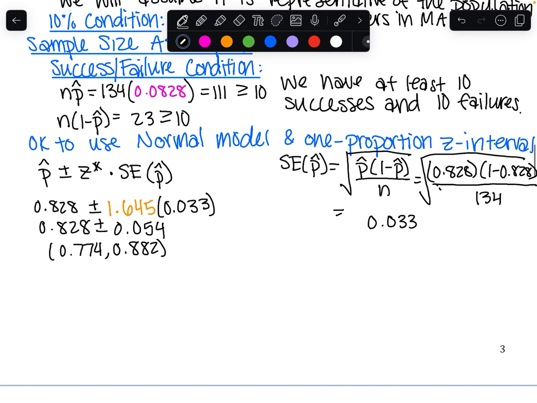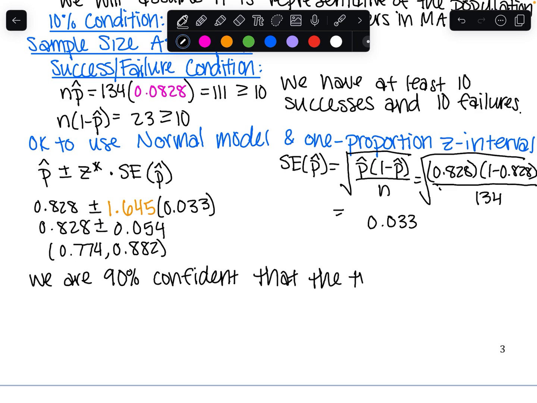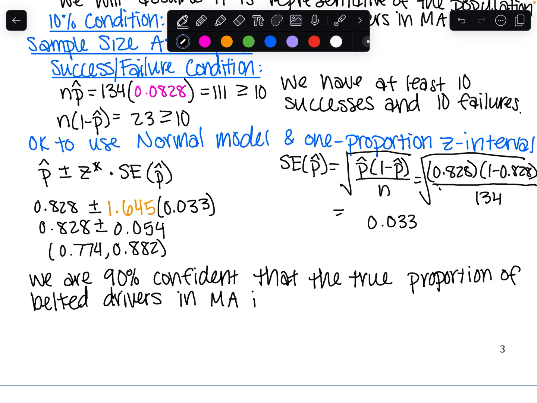What does that mean? We are 90% confident that the true proportion of belted drivers in Massachusetts is between 77.4% and 88.2%. So, if this just asked for a confidence interval, we would be done.